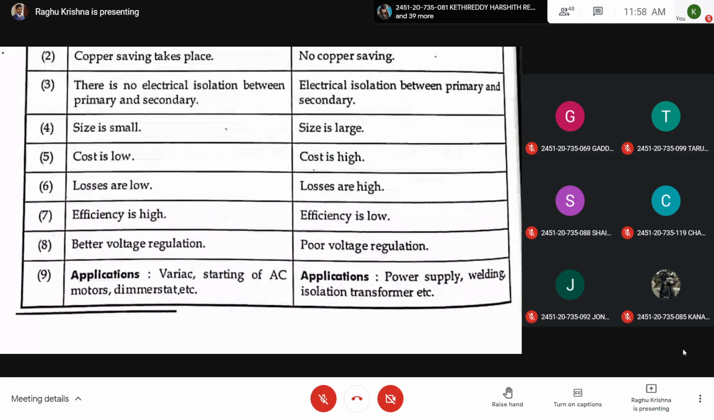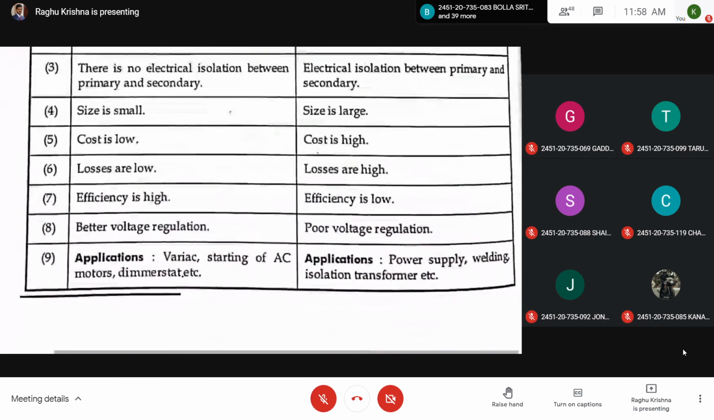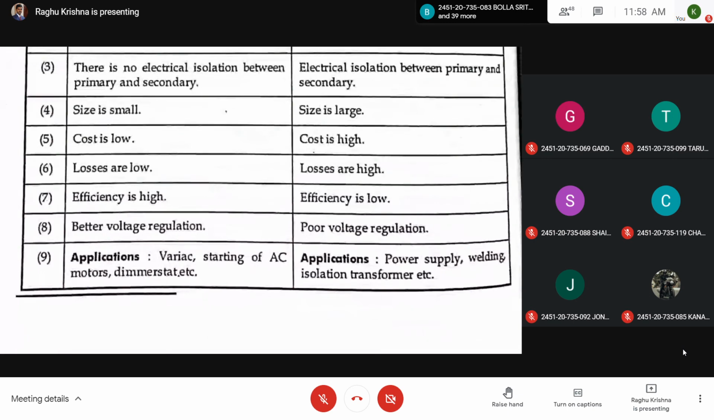So here, if you see the applications of auto transformer, first one is the variac. You can get the variable AC voltage. Next, starting of AC motors, thermostat, etc. So coming to the applications of power transformer: power supply, welding, isolation transformer, etc. If you want to provide isolation between the circuits, definitely you require a two winding transformer.